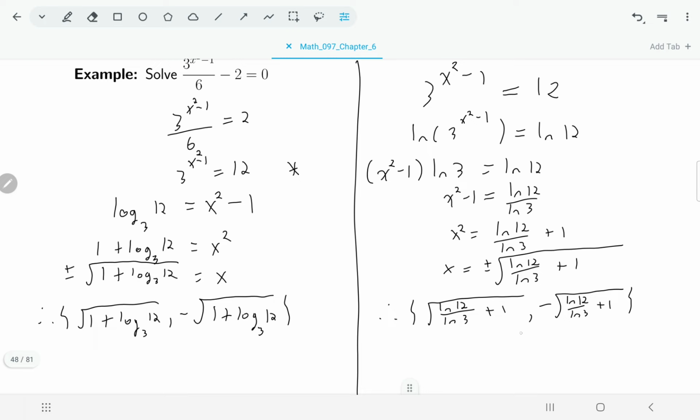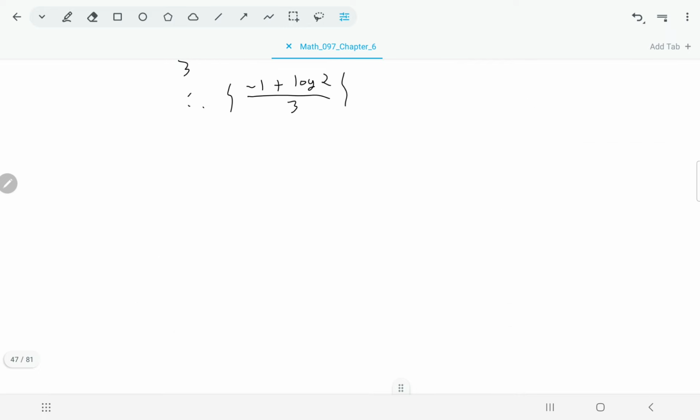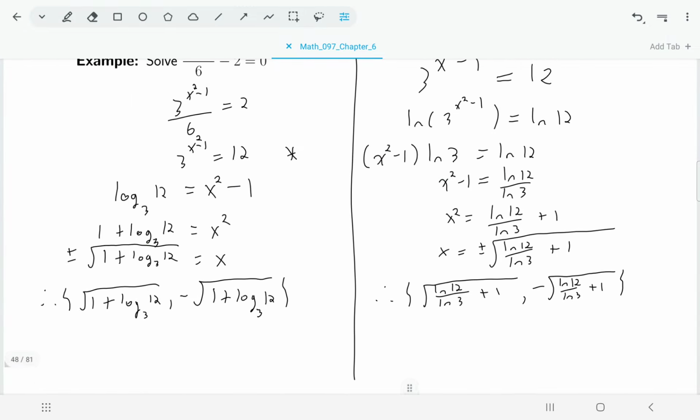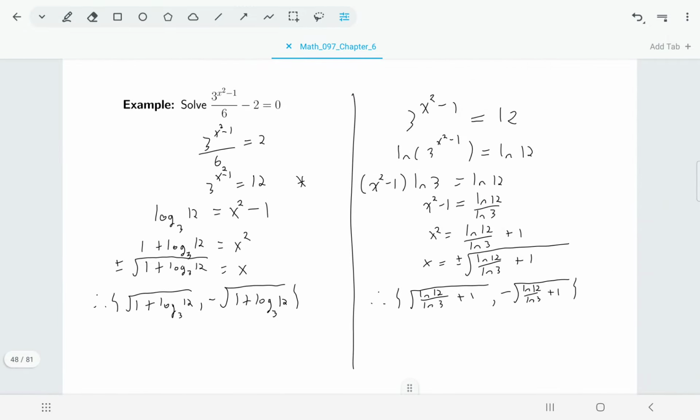That second set of solutions would be useful if you wanted to find a decimal value. You could use your calculator to find approximate values of those two things. So if we were solving that equation and we needed to know an approximate value for x, that would be a good way for us to go about doing it.